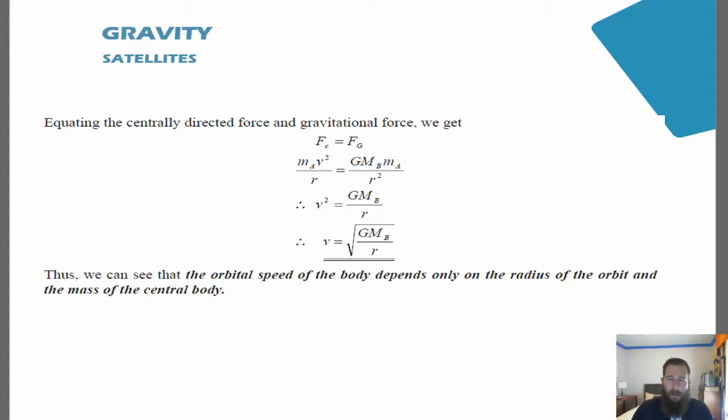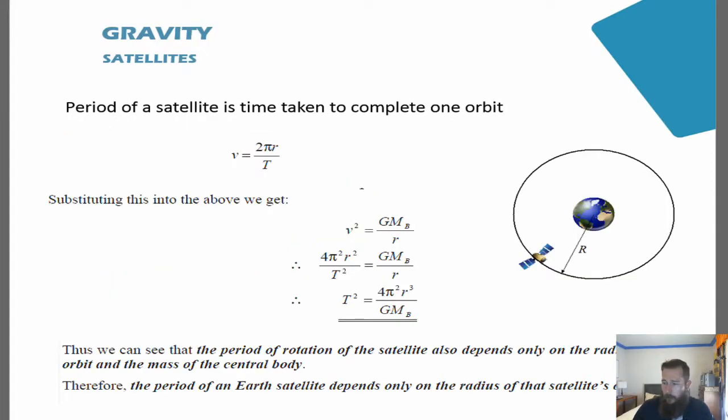So we know that the centripetal force is given by mv squared on r, and we also know that this force is due to gravitation, which between two objects is given by this formula here. Equating these two formulas, we can find that the velocity of the satellite is only dependent on the mass of the larger object and the distance that the satellite is away. So the mass of the satellite itself doesn't matter.